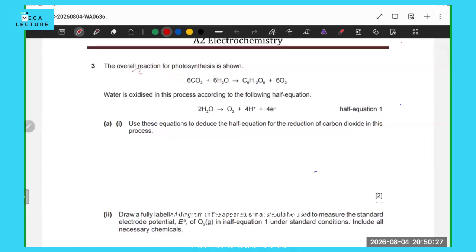We are saying that this is the overall reaction for photosynthesis. Overall means that this is the reduction plus the oxidation. Is this clear? Yes.